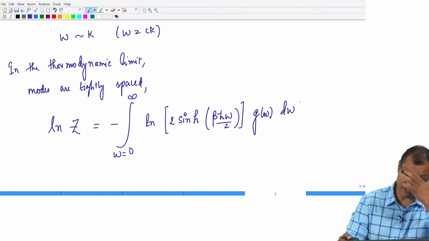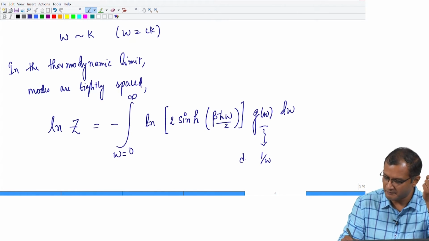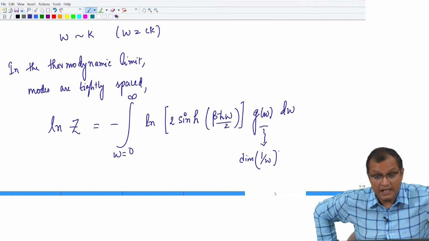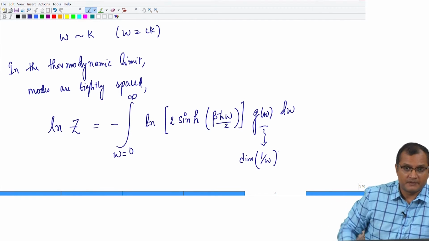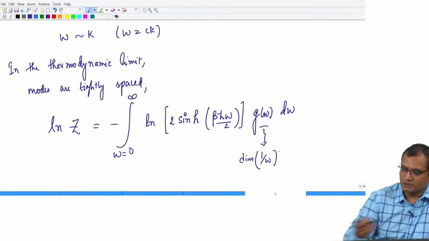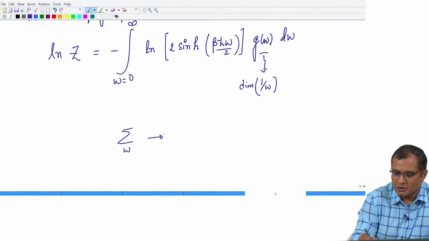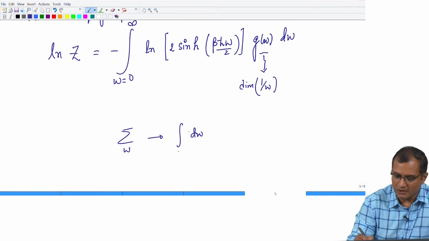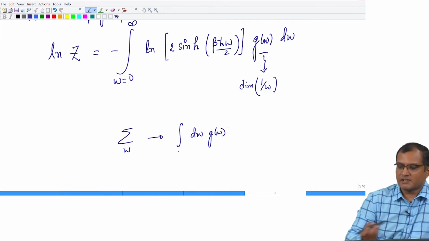You see, this quantity g of omega should have the dimensions of 1 over omega, only then this integration is dimensionless and becomes our ln z. But what should be this g of omega, and why should we have g of omega? Well, the simple reason is we have gone from summation over all omegas to integral over all omegas. Now, this integration only makes sense if you are multiplying your integrand with the density of states.